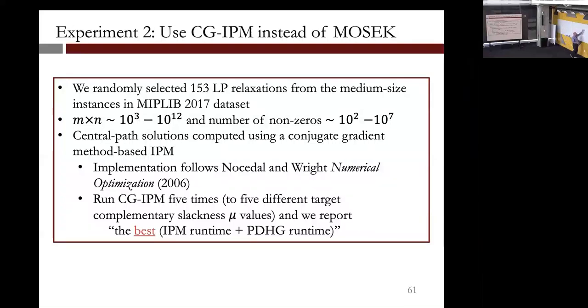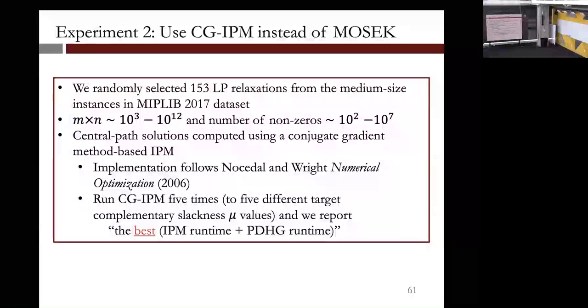Okay, so let me just draw this for you. All right, here is the central path. We get 5 different points on the central path. And we pick the best. We pick the point after the fact that got us the best result. And so we're using first order methods throughout. So I say here we run this 5 times. We report the best combination, additive: the interior point method runtime plus PDHG runtime.